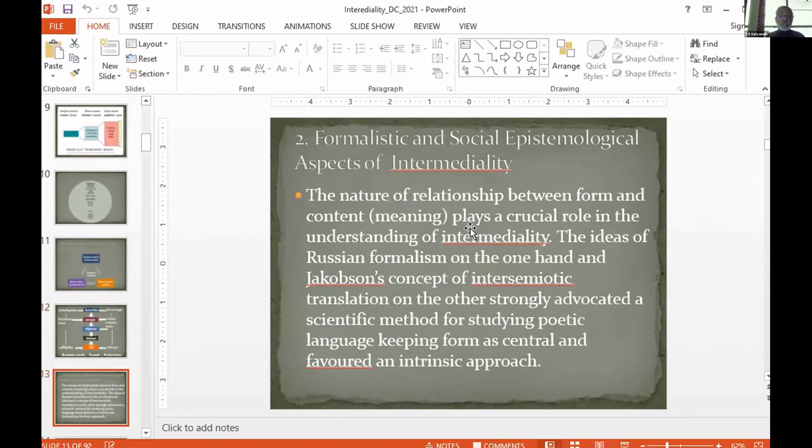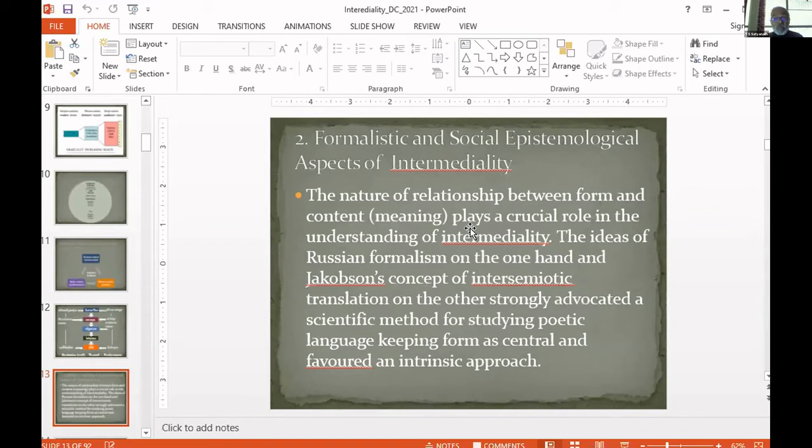In order to make that point clear, let me just read a few slides about the discussion that helps in understanding the figures that I have showed so far. The nature of relationship between form and content, why is it important? I'm taking up an issue. The nature of relationship between form and content plays a crucial role in the understanding of intermediality.